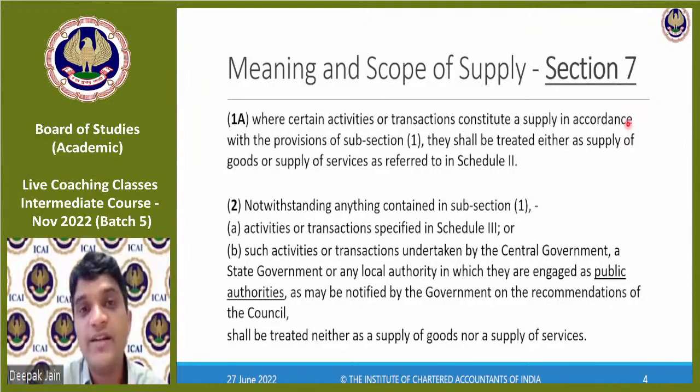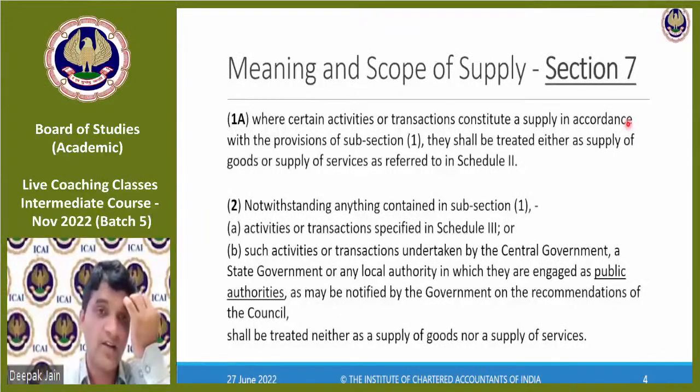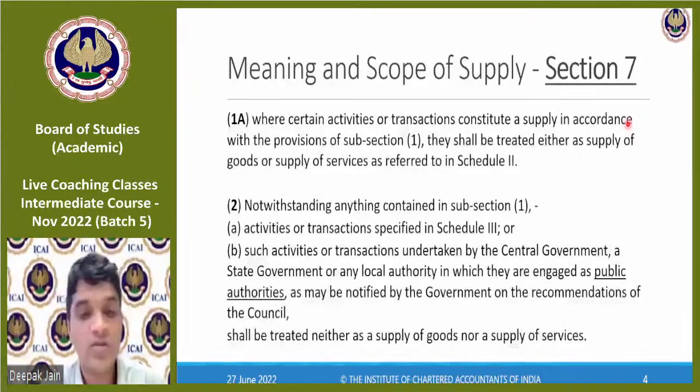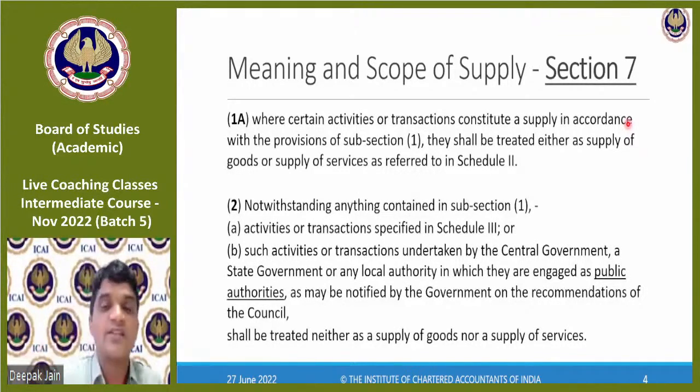They shall be treated either as supply of goods or a supply of services. So reference is given in Schedule 2 to certain category of activities, certain transactions, and then you can decide whether it is supply of goods or a supply of services. So Schedule 2 gives you a classification. So Schedule 2 is basically a classification schedule to classify whether it's goods or services.